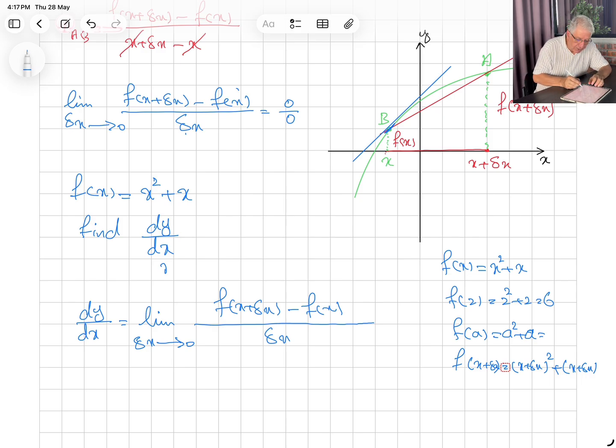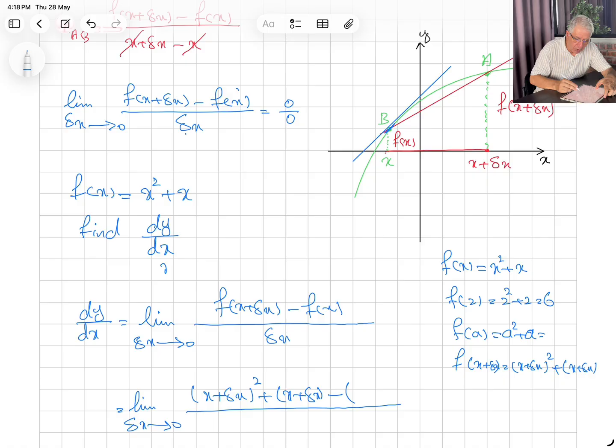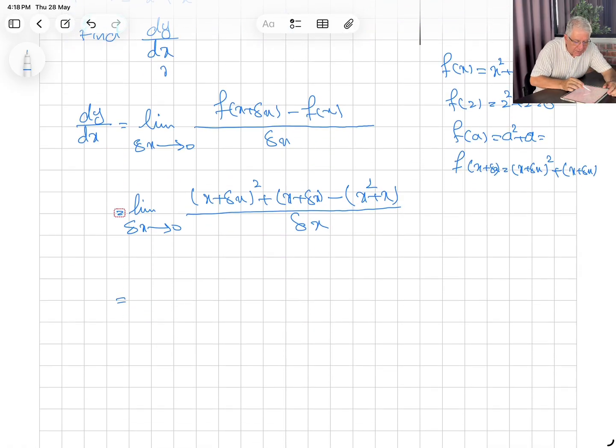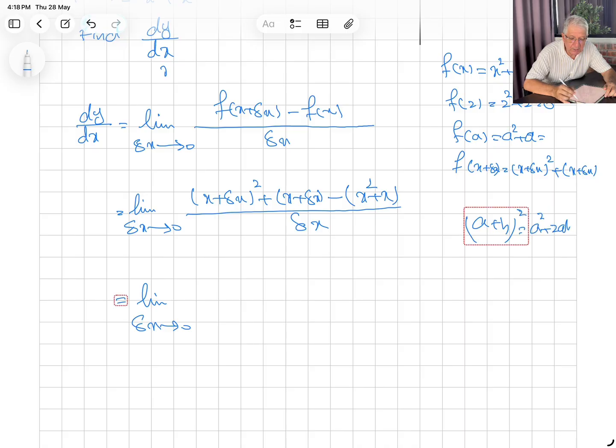So here, simply it will be limit delta x goes to 0 of x plus delta x, squared, plus x plus delta x, minus, now f of x, x squared plus x, divided by delta x. Now, we can expand this. We know how to expand. You know that if you have a plus b squared, you are going to get a squared plus 2ab plus b squared.